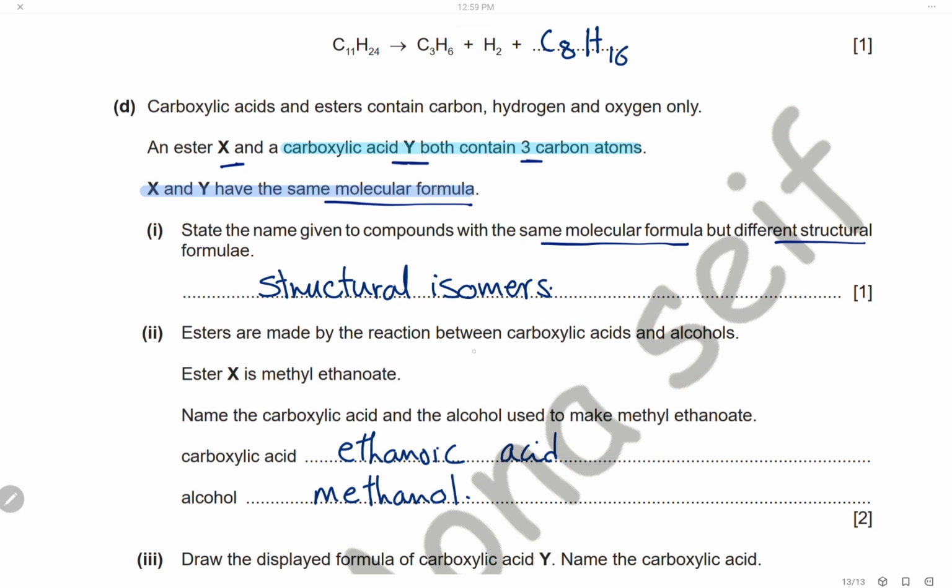Esters are made by reaction between carboxylic acid and alcohol. Ester X is methyl ethanoate. Name the carboxylic acid and the alcohol used to make methyl ethanoate. Methyl is the part that comes from alcohol, so the alcohol is methanol, and ethanoate comes from ethanoic acid, so the carboxylic acid is ethanoic acid.